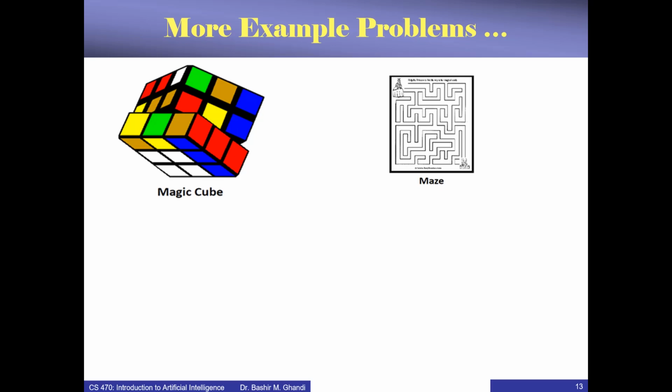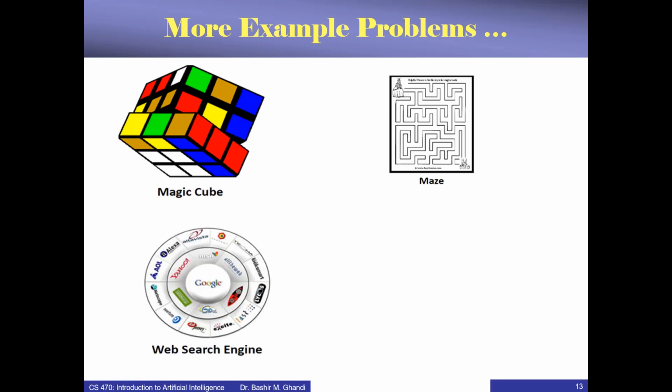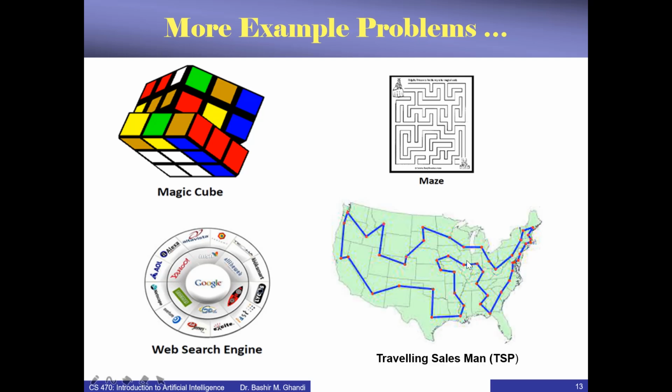It could be a maze problem. So you could have an object starting from a particular point on the maze, and we want it to pass through the maze, avoiding all the walls until it reaches the other end. This could be another problem that can be solved using this approach. Web search engine. Again, this is a problem that can also be solved using this approach.